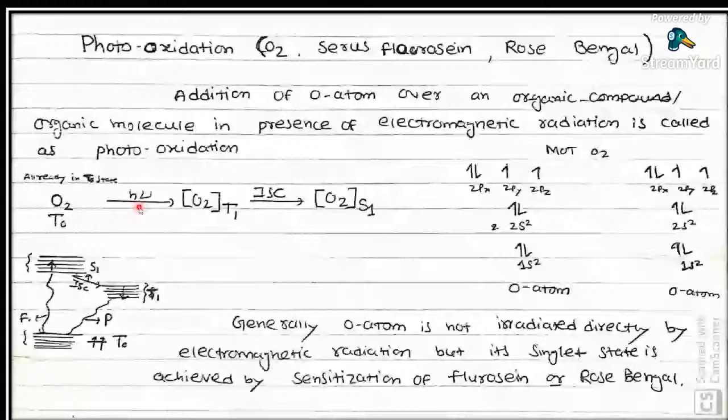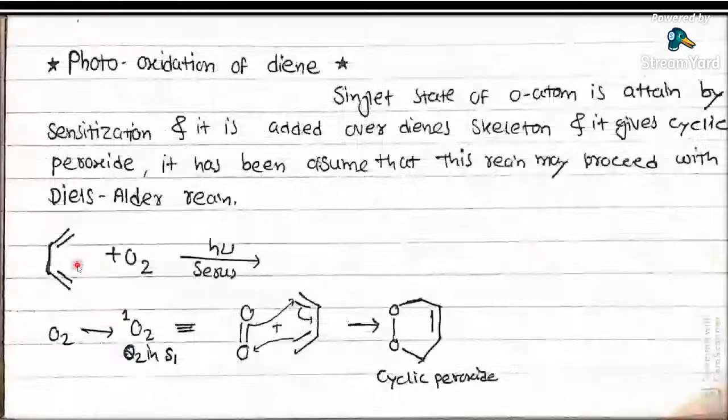In this, you have to remember that oxygen will move to the singlet state only through the sensitization mechanism, because oxygen, which is initially in the triplet state, will absorb the energy from fluorescein or rose bengal, and it will promote itself from the T1 state to the S1 state. So the next, seventh reaction was photooxidation of diene, where you add the oxygen to the diene. You just have to focus on the diene structure.